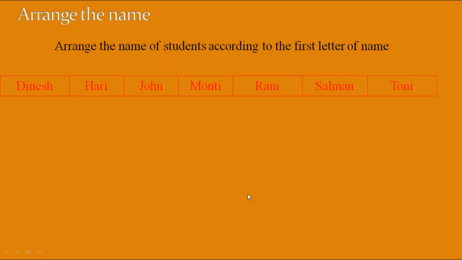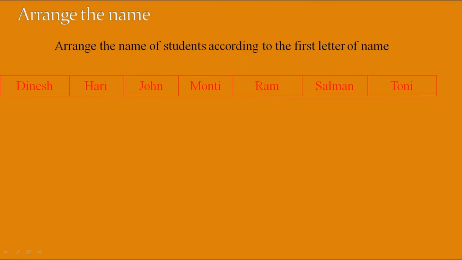So this is how it looks like. So the question is how to do it, and this is how the order looks like. Here the first is Dinesh, then Harry, then John, then Monty, then Ram, then Salman, then Tony. These are the names arranged in sequential order according to the first letter of the names.